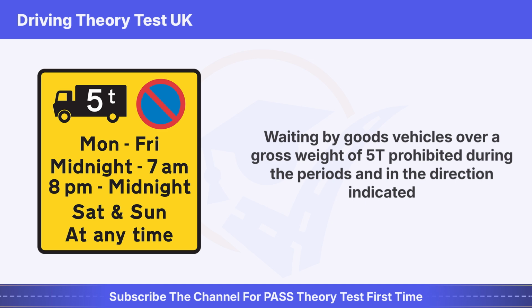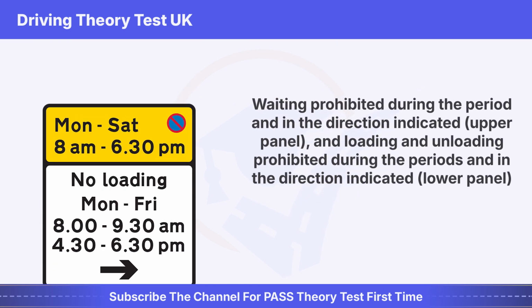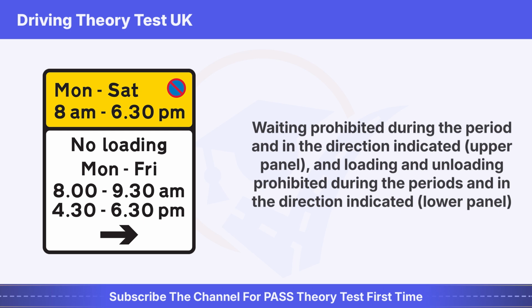Waiting by goods vehicles over a gross weight of 5 tons, prohibited during the periods and in the direction indicated. Waiting prohibited during the period and in the direction indicated, upper panel, and loading and unloading prohibited during the periods and in the direction indicated, lower panel.